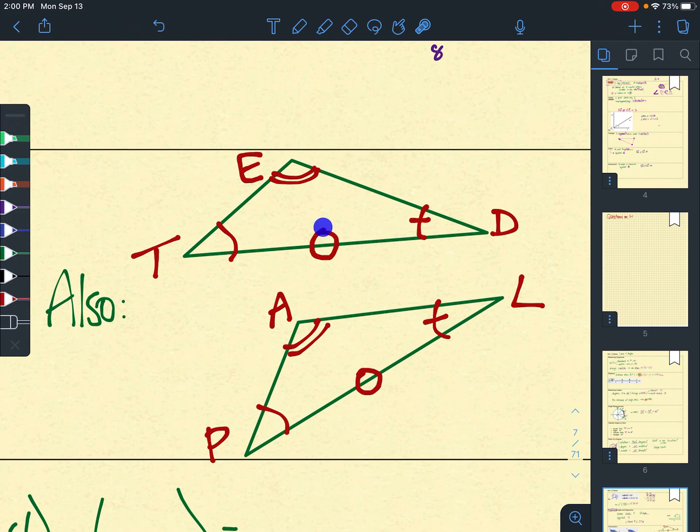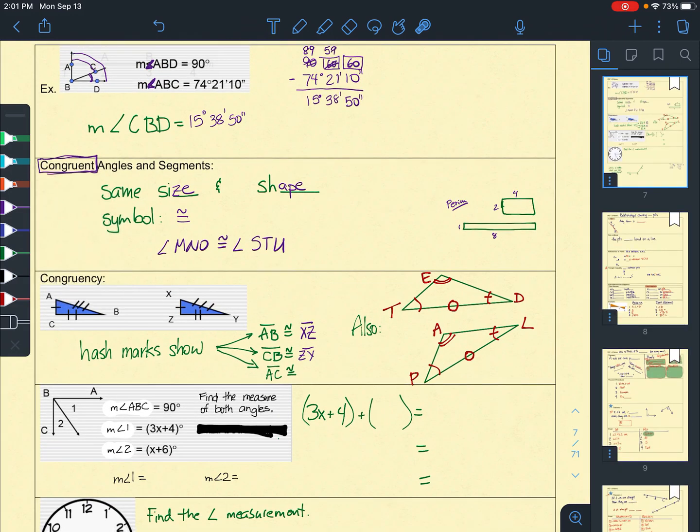And oddly enough, on occasion the book, it rarely does this, but occasionally, instead of using a hash mark, it puts a little circle. I have no idea why it does it. To me, that's confusing. But in this case, that circle would mean TD is congruent to PL. Okay? So angles are marked a little bit differently than sides. Okay.